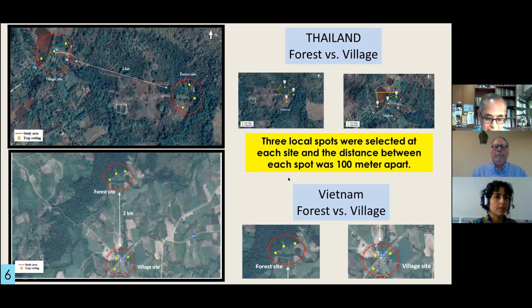In each country, 2 different ecological habitats were selected, which were forests and villages. In the forest, 3 local spots were selected, and each spot was 100 meters apart. The traps were located following the Latin square design. A similar study was also applied to the village. As you can see from the map, the distance between the village and the forest is about 2 kilometers.